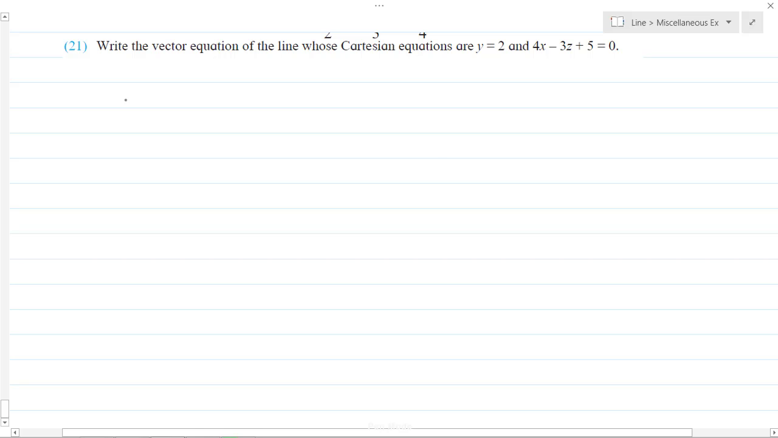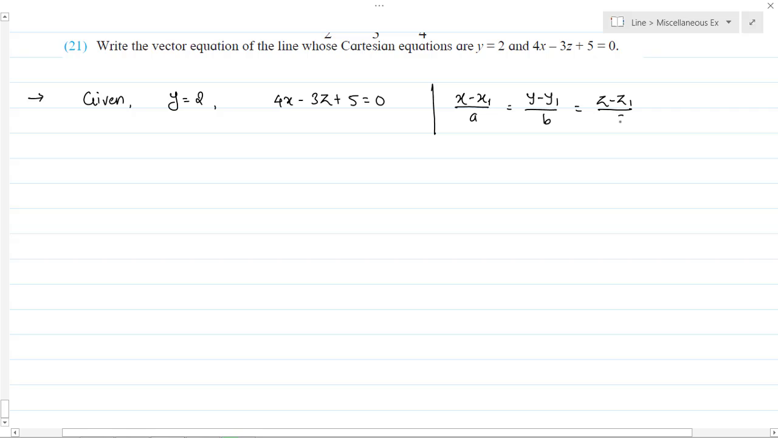Let's write whatever information is given: y is equal to 2, and the next line is 4x minus 3z plus 5 equals 0. So we know this is the Cartesian equation of the line, but it is not in standard form. You know the standard form is (x minus x1) by a equals (y minus y1) by b equals (z minus z1) by c. This is the standard Cartesian equation of a line. Now let's try to convert this equation into standard form.